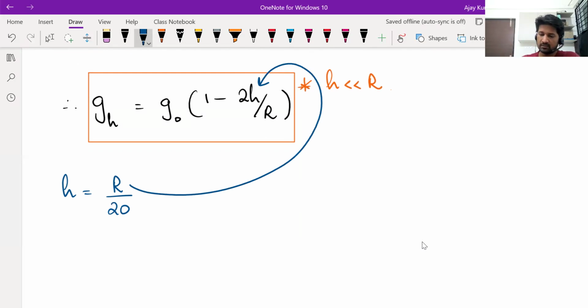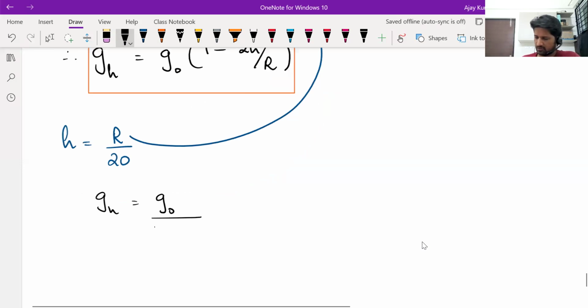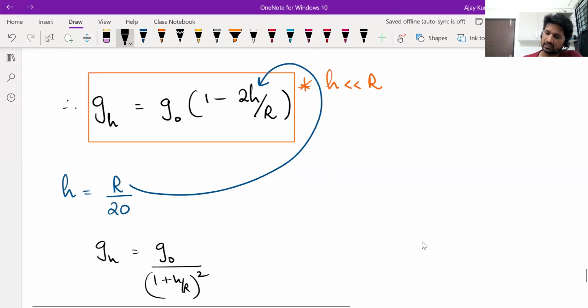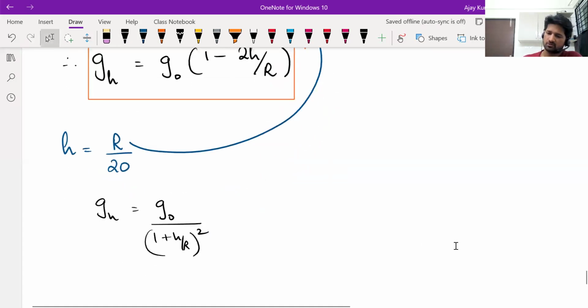What is the other formula? Gravity at a height is G capital M by R plus H whole square, or we wrote it as G naught into 1 plus H by R whole power minus 2. You can write it as G naught by 1 plus H by R whole square. Substitute this H as R by 20 in this formula also.